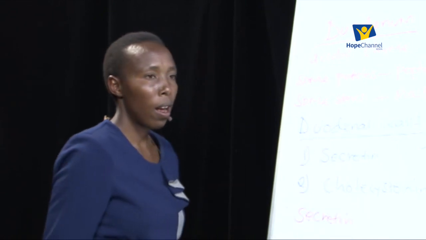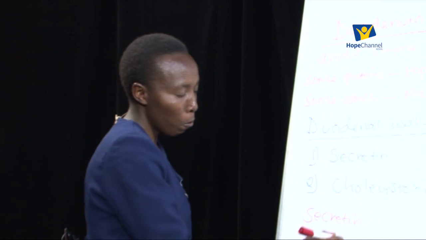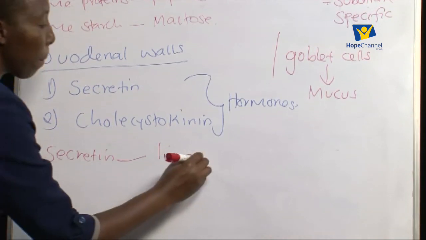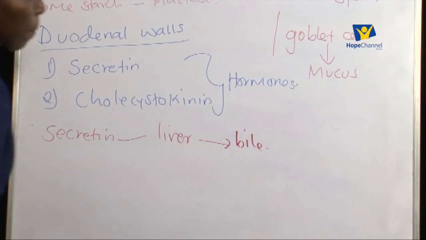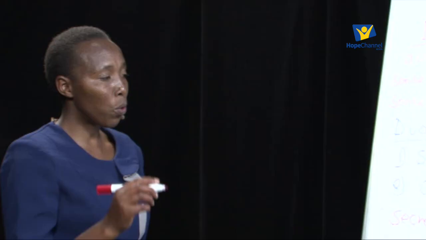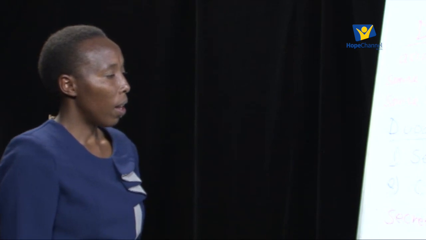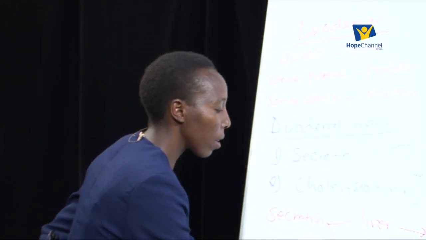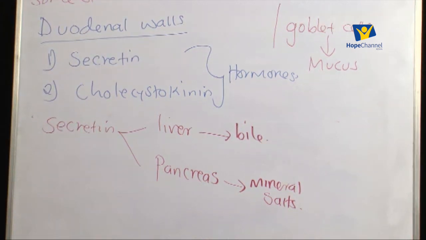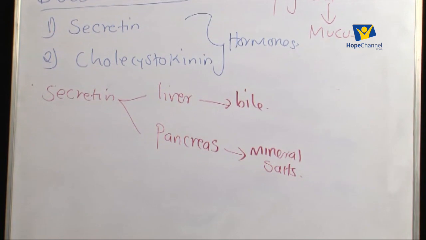Secretin is a hormone. What is the function of this hormone? This hormone stimulates the liver cells to release bile. Of course, we know that bile is a mixture of salts. So we have bile juice, which is a mixture of some salts. Now, secretin also stimulates the pancreas to release some mineral salts. That is the role of secretin as a hormone that is released by the duodenal walls.